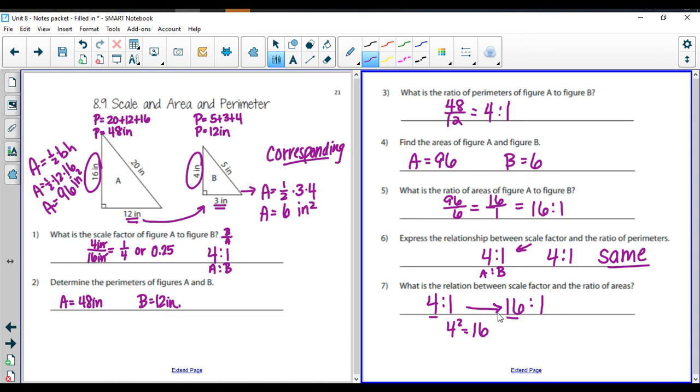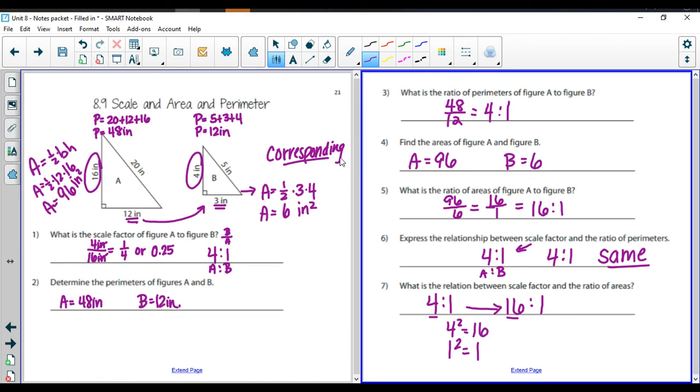So because area is a 2-dimensional process, and we have length and width, or in this case, base and height, we have those 2 different dimensions, the relationship between our scale factor and the ratio of our areas is going to be whatever our scale factor is squared. And that worked with the 1 as well, but 1 is kind of the boring case because 1 squared is just 1.